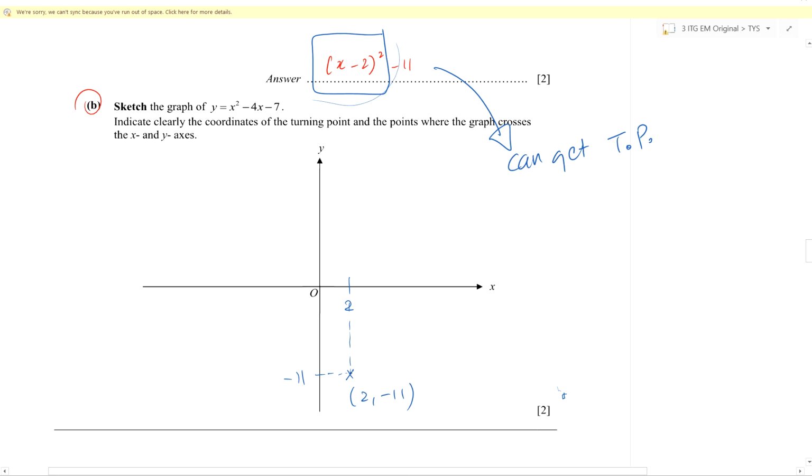Next, we need all the intercepts, if they even tell you to list down all the intercepts. So I know it is going to be a parabola opening upwards. It has to look something like this.